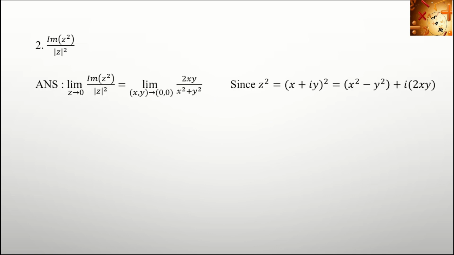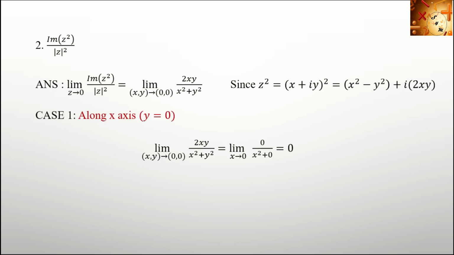Next problem. Check whether this function is continuous at z equal to 0. That is imaginary part of z square divided by mod z square. First of all, find what is z square. Z square is x plus iy the whole square, that is equal to x square minus y square plus i into 2xy. Here the function is imaginary part of z square divided by mod z square. So our function will be limit xy tending to 0, 0 of 2xy divided by x square plus y square. Here also we are checking the limit through x-axis, y-axis and through a line.